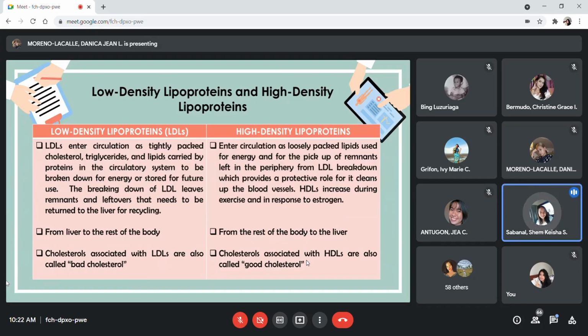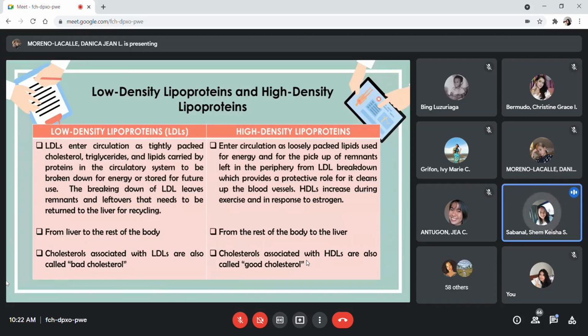Okay, so how about our high-density lipoproteins? So unlike the LDLs, high-density lipoproteins enter our body or our circulation as loosely packed lipids. So dili siya tightly packed. So it is used for energy and for the pickup of remnants left in the periphery from LDL breakdown, which provides a protective role, for it cleans up the blood vessels. So basically, ang atong LDLs mo mag-leave og basura sa atong blood vessels, while our HDLs mo maglimpyo or magkuha ana nga mga remnants. That is why it is good for us.